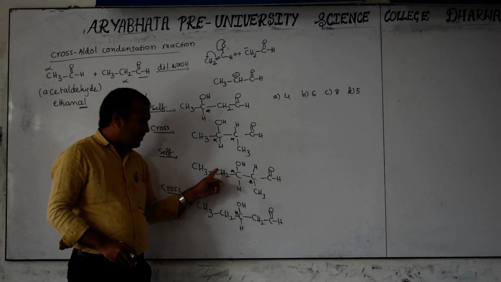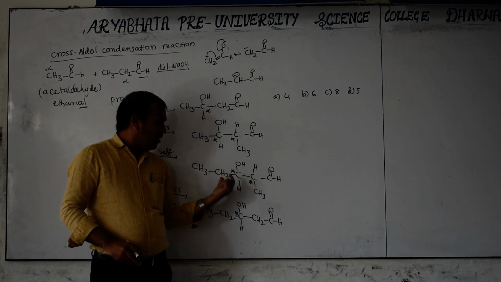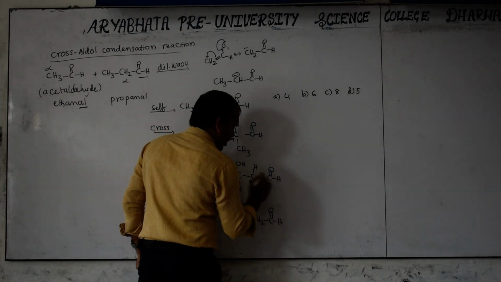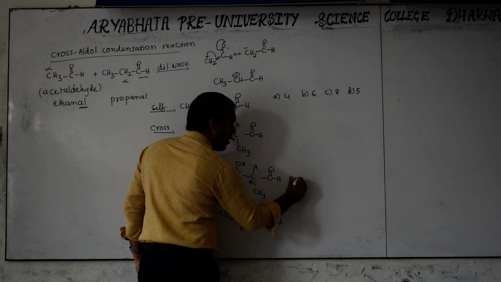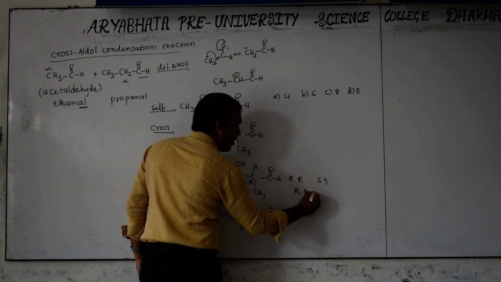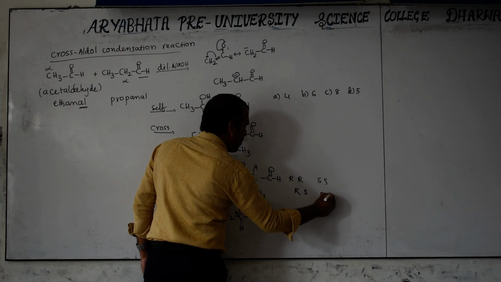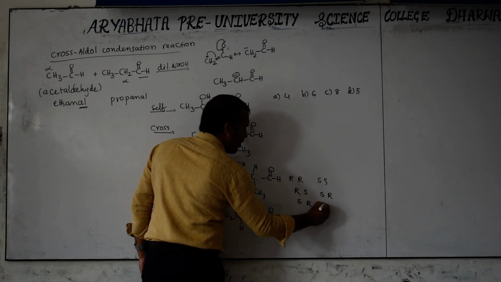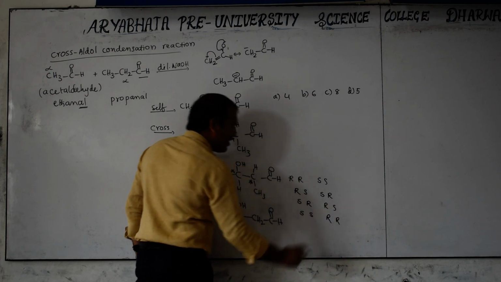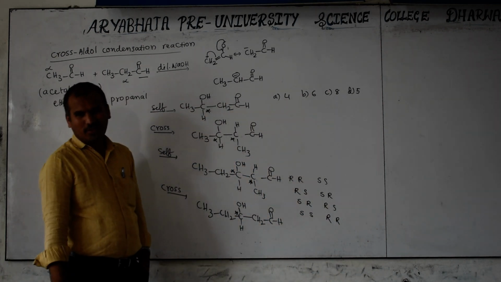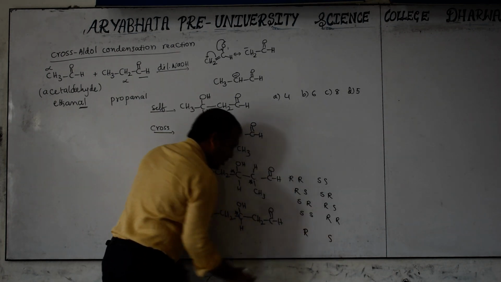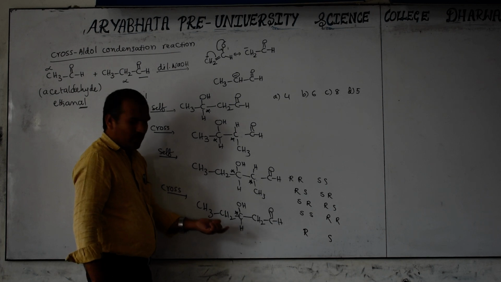Got? But confusion is there. I will write here. I will count all here. R R is there means S S mirror image, and R S means here S R mirror image. S R means R S mirror image. S S means R R mirror image. Like how many are possible here? 4. Here R, then it is S, only 1 possible. Okay.